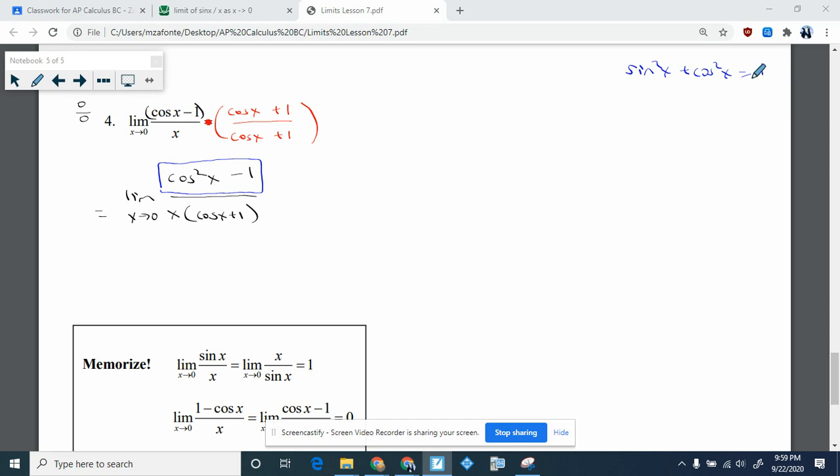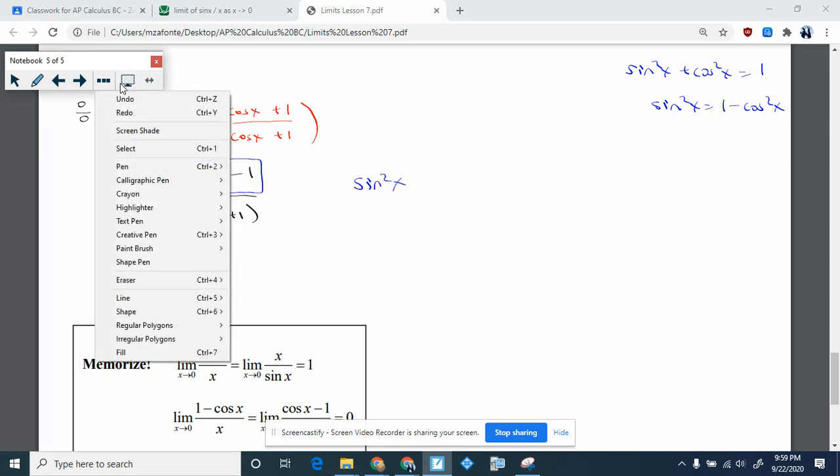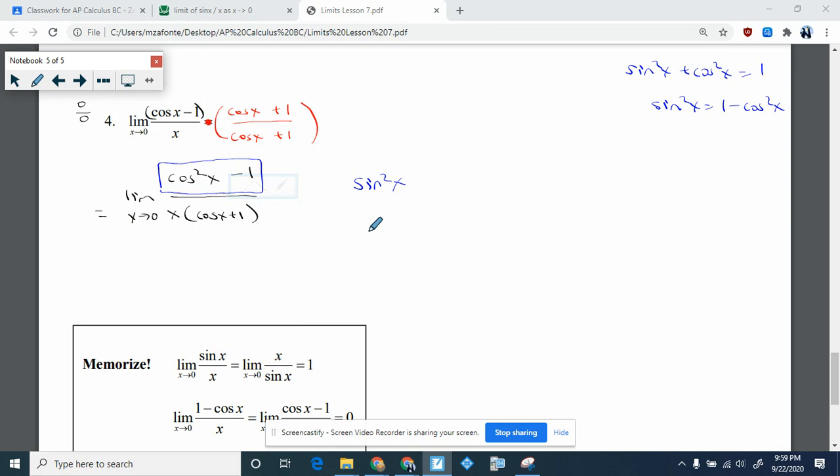So now if I subtract both sides by cosine squared x, I get sine squared x equals 1 minus cosine squared x. You're like, holy cow, I can replace this blue box with what it's equal to, which is sine squared x. All right, and I'm doing it in blue so you can really see. So you get the limit as x goes to 0. The identity is used there. And then here you get this.